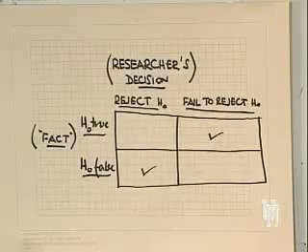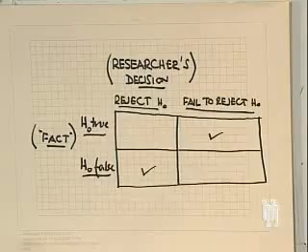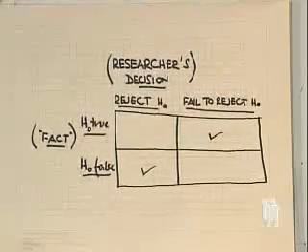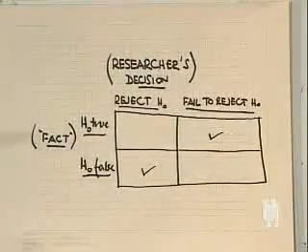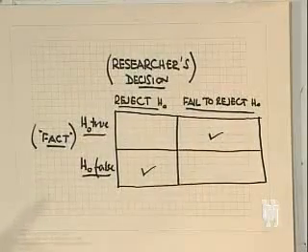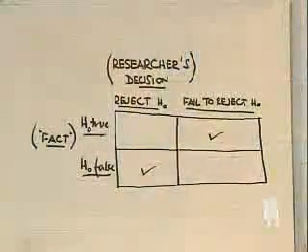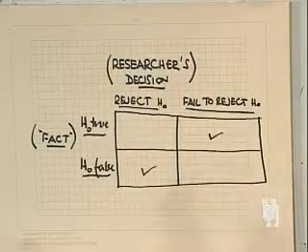Let me rephrase that. Would somebody like to tell me the analog to this in a court of law? Would anybody like to tell me the analog to this in a court of law? You're innocent until proven guilty? No, it's not that you're innocent until proven guilty. That is the null hypothesis.